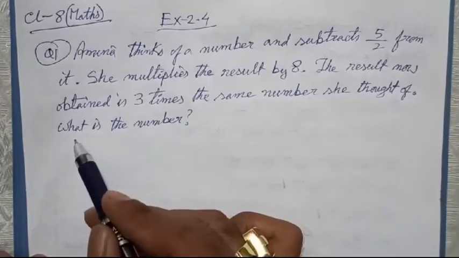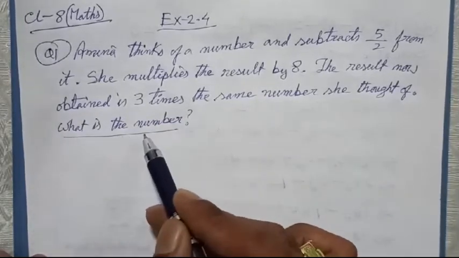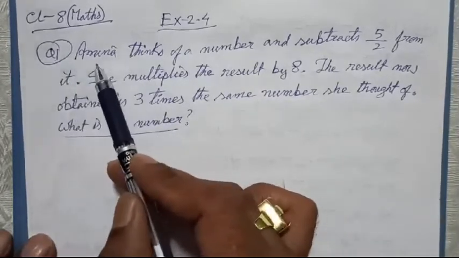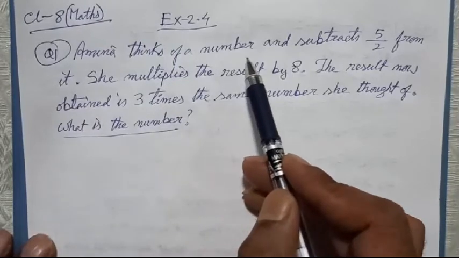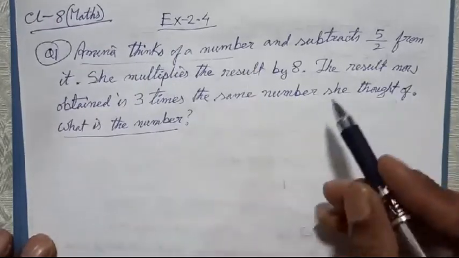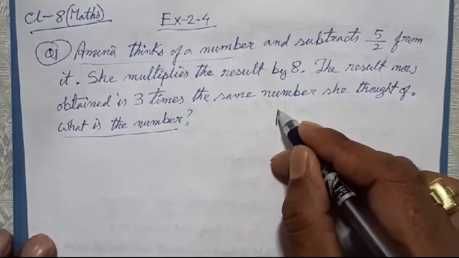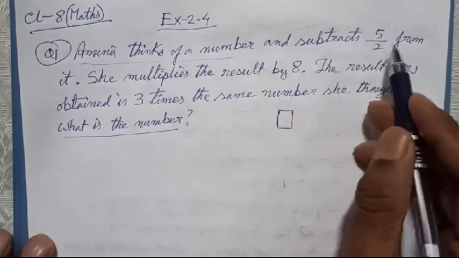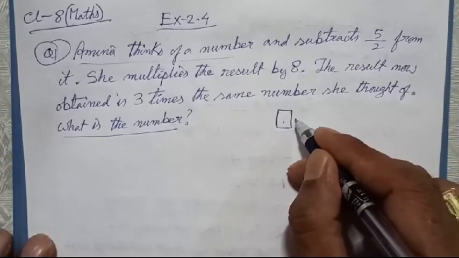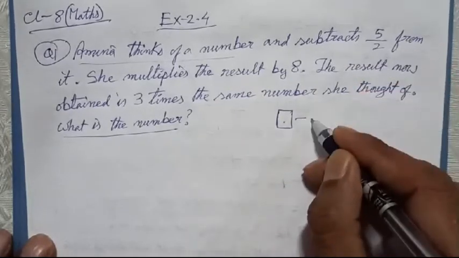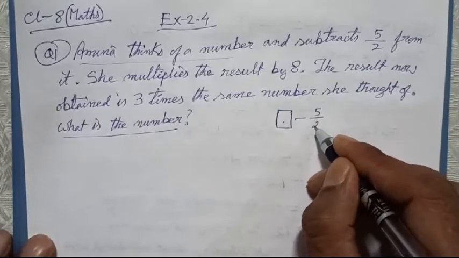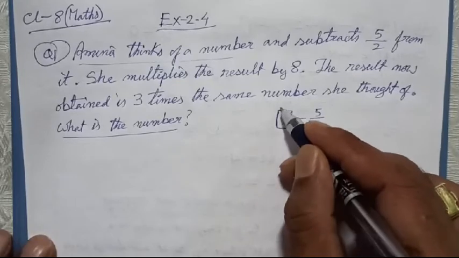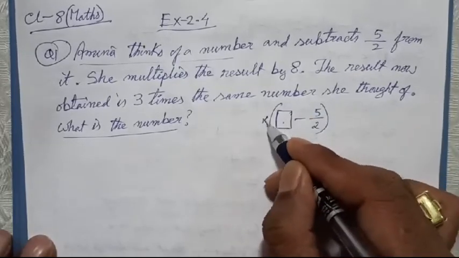Here the question says to find out the number. What is the number means to find out the number. And here the question says that Amina thinks of a number. Amina is thinking a number. Let us suppose that this is the number Amina thinks, and subtract 5 by 2 from it. From this number, she is subtracting 5 by 2. Then next, she multiplied the result by 8. So this result, she is multiplying by 8.